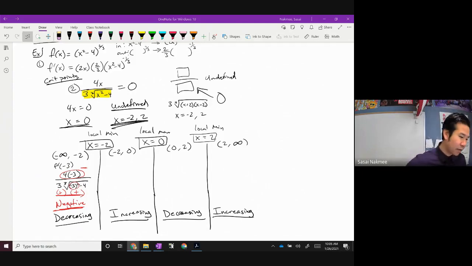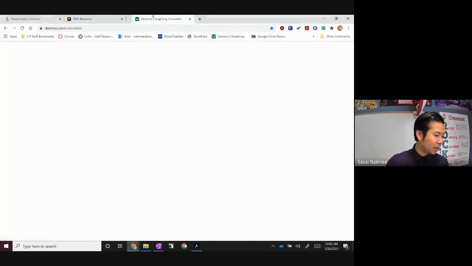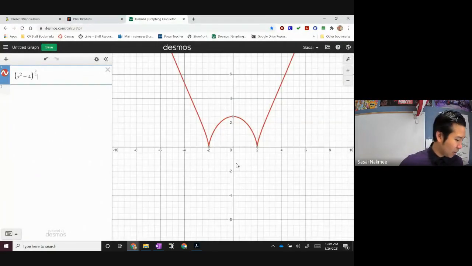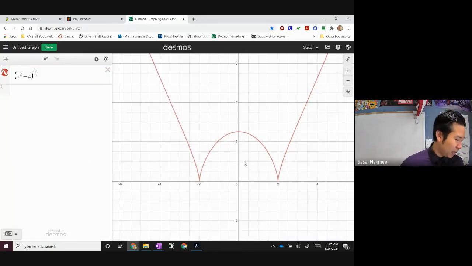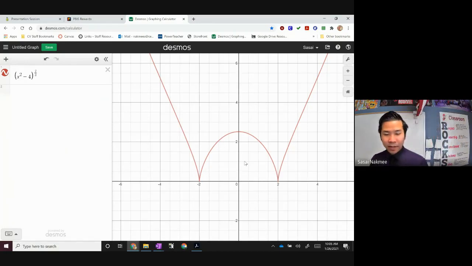Let's take a look at this graph. My favorite thing, Desmos. I don't know if you guys are familiar with this. It's a free graphing calculator. Although you guys have the TI calculator as well. That's free on there. But here you go. Crazy looking thing, right? But it kind of makes sense, doesn't it?